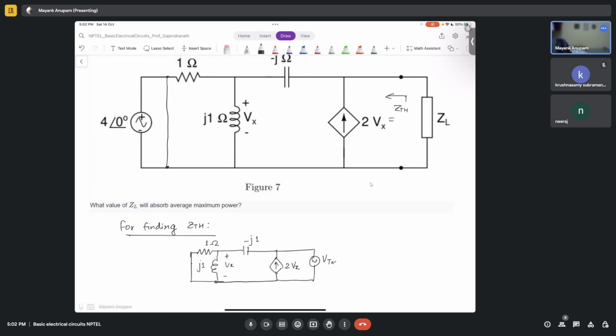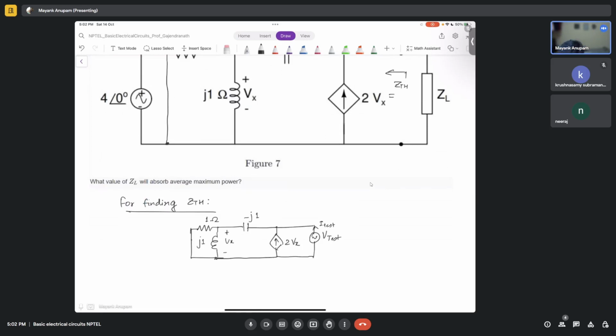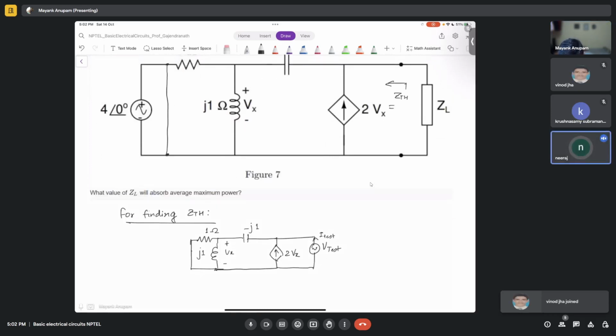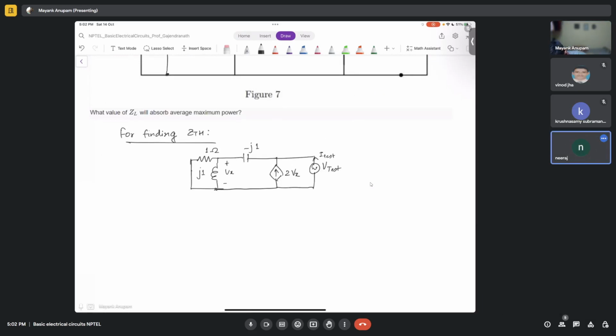V test. What is the current I test here? Sir, I have not calculated it yet, sir. Okay, let's do that. So I test would be equal to how much? This current is minus 2Vx, since this current is going this way, plus whatever current is going here, isn't it? So how much current will be going here? So V test divided by Z equivalent.